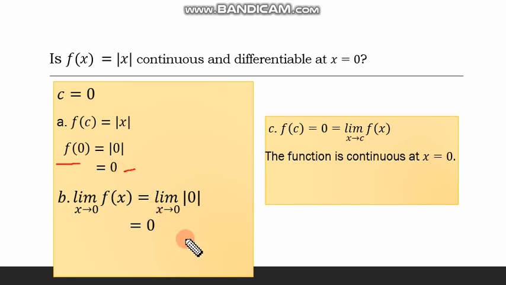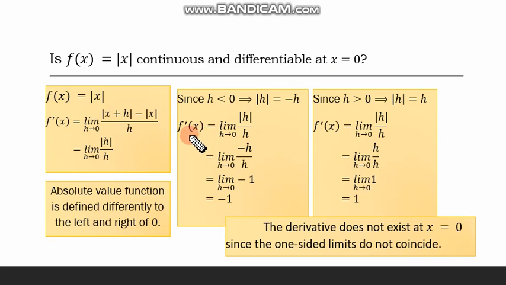How about the limit? The limit of f of x as x approaches 0 is equal to the limit of absolute value of 0 as x approaches 0, which is equal to 0 as well. So the f of c is equal to 0, which is equal to the limit of the function. Therefore, the function is continuous at x equal to 0. We expect this because according to our theorem, the absolute value function is continuous everywhere. So we expect that the function is continuous at x equal to 0. Checked, but how about the differentiability?